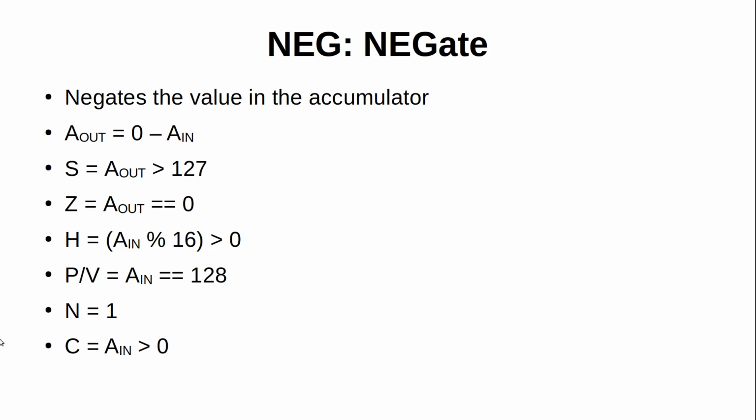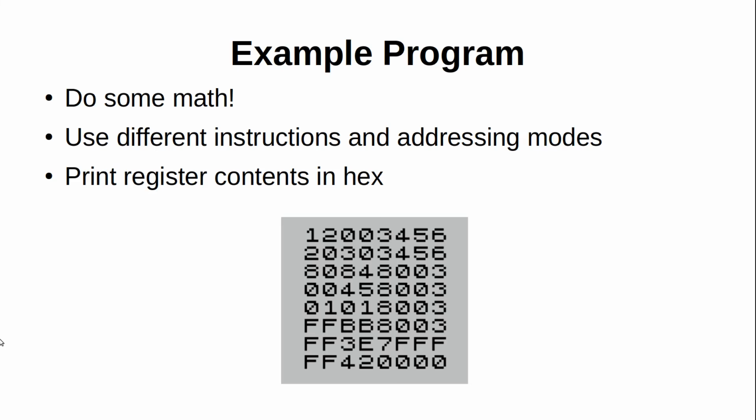It affects the flags in the same way as a sub or SBC instruction doing the same effective operation, with N always getting set and the carry flag getting set when the original value in A is non-zero. One interesting thing about neg is that there are 8 different 2-byte opcodes for it, and they all behave the exact same way. Finally, we have made it to the example program.